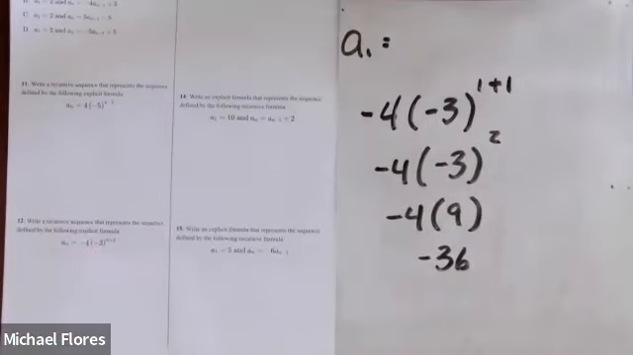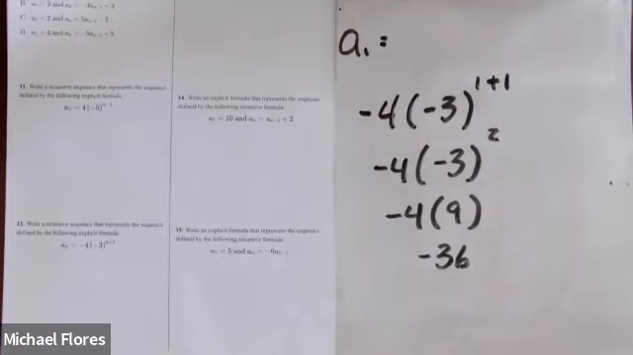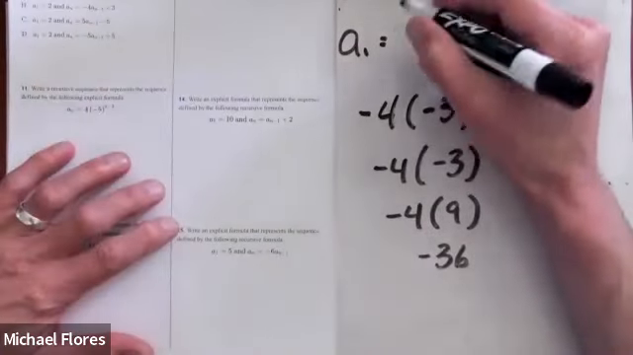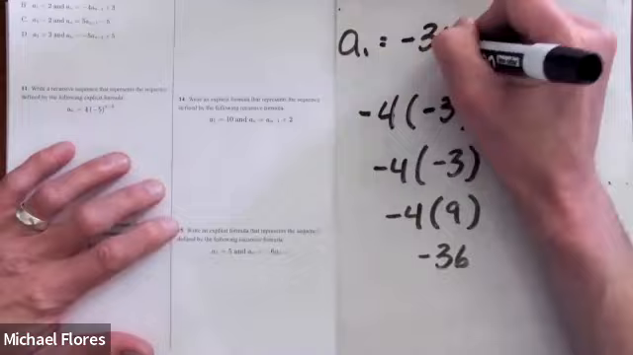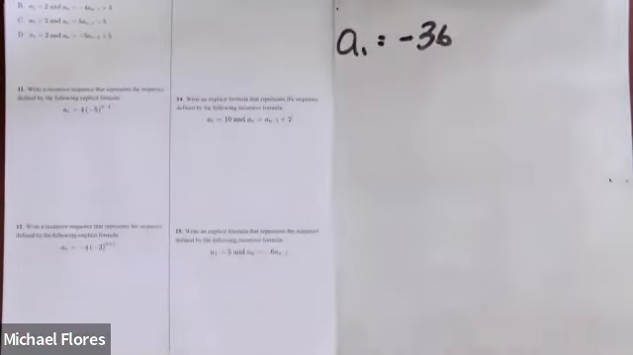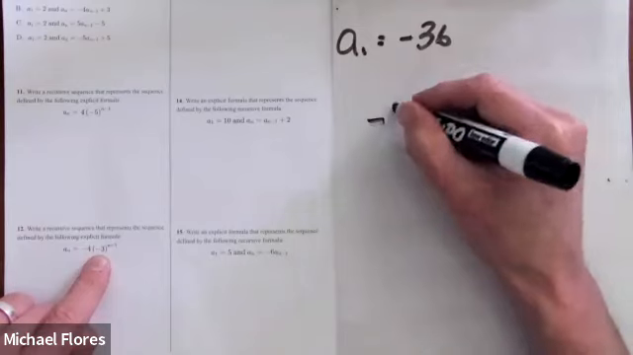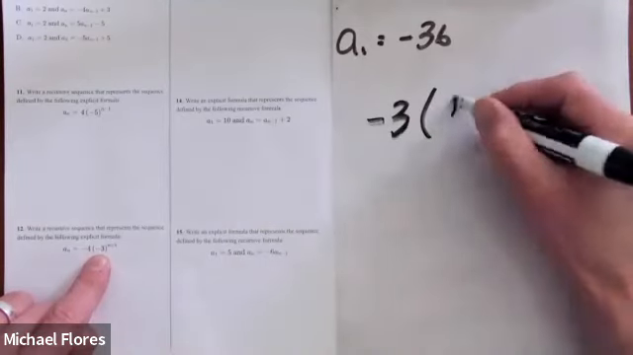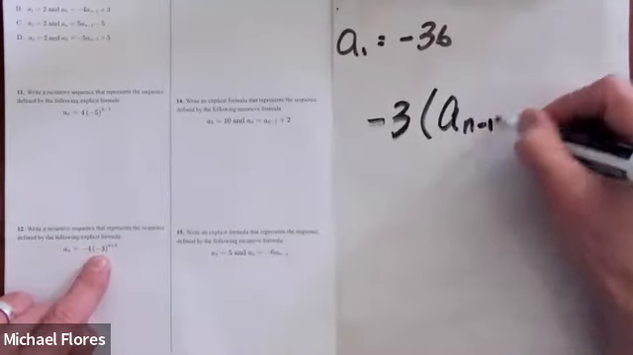So be careful with these. The number that begins this series is actually -36. So our first term is -36. The formula from here is pretty easy. Just take the number in parentheses, multiply that by a subscript n-1.